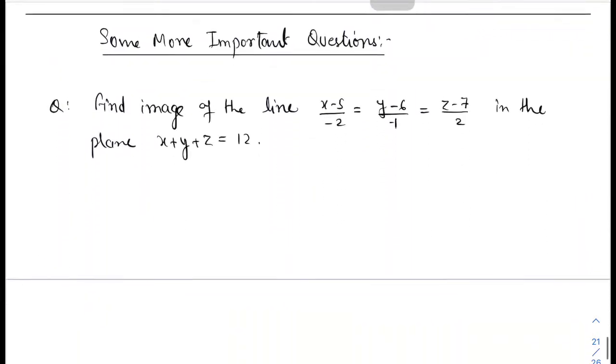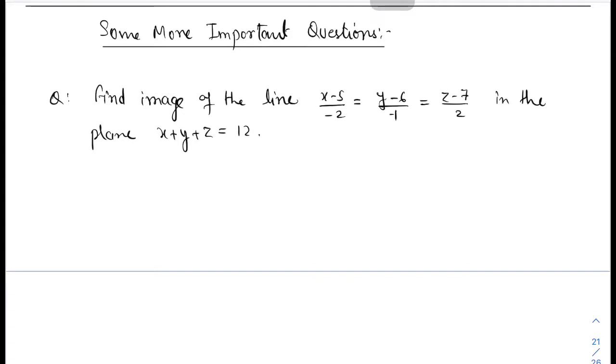Now let us solve some important questions. This first question is, we have to find the image of this line in the plane x + y + z = 12. Whenever it is asked to find the image of a line in a plane, you will have to check whether the line is parallel to the plane or intersecting the plane. So how to decide whether the line is parallel to the plane or intersecting it?